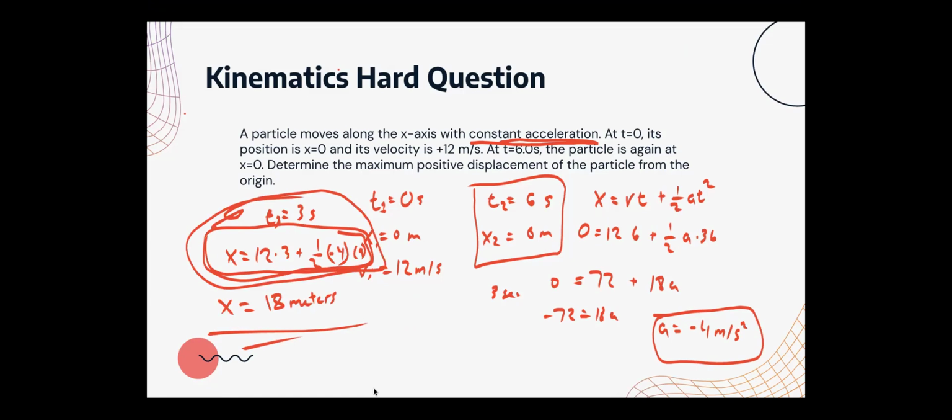I know some people, two or three people, said 36 or 72. Do you guys get why it's not 36 or 72 and it's actually 18?